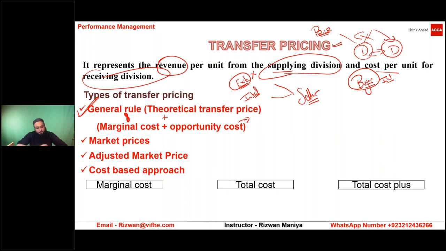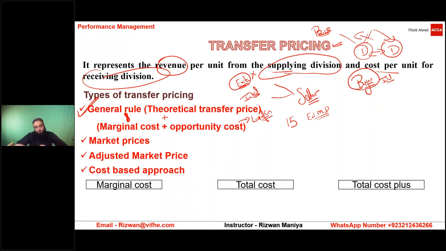What is that? Opportunity cost is the loss of contribution that I will incur if I do not sell in the external market. Listen very carefully. So I'll charge that loss to the internal division, obviously. Now, for example, I could have sold this for 15 in the market. This is the external market price.